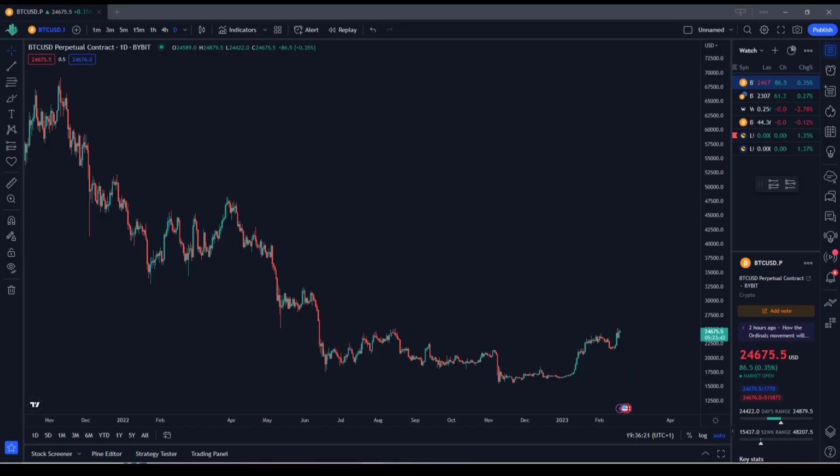What's up, traders? So today we're gonna do a backtest of a new 5-minute scalping strategy. I'm quite curious if this strategy is gonna be profitable, but we're gonna see that in a minute.